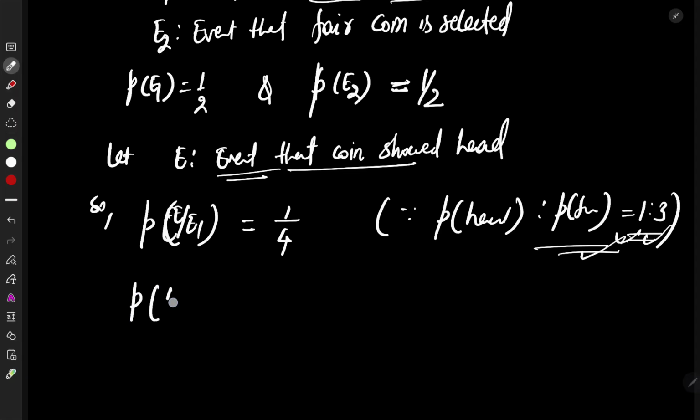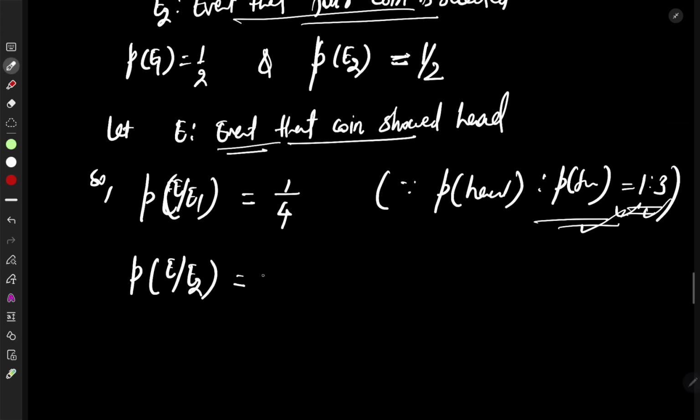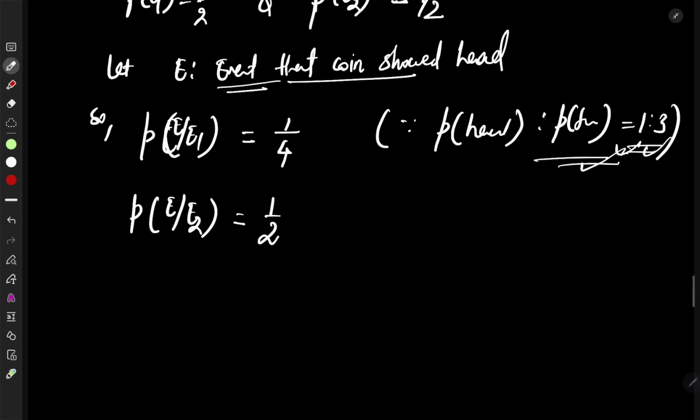And what is the probability of E when through E2 you are going? It means a fair coin you are tossing, then what is the possibility to get head? It will be 1/2 only. I think in this one no problem.